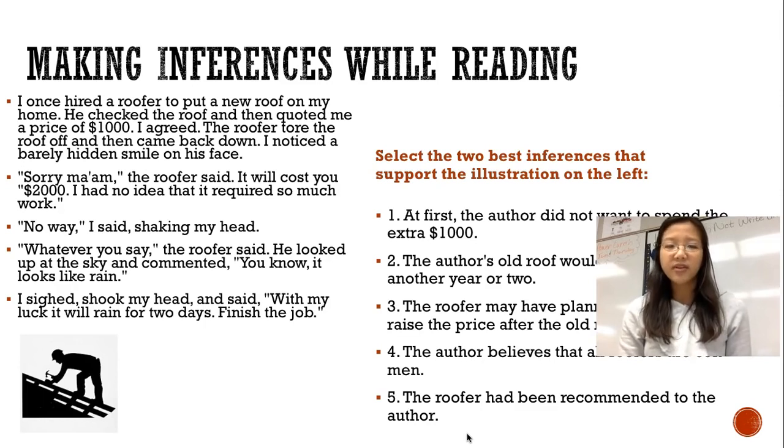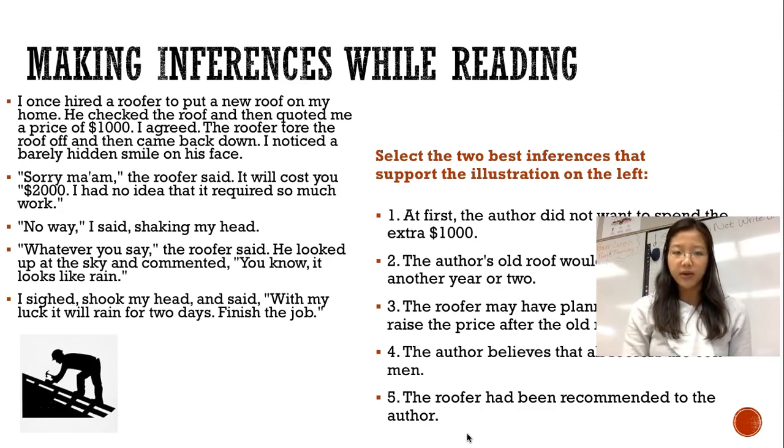Okay, so we have 5 different inferences. Number 1, at first, the author did not want to spend the extra $1,000. Number 2, the author's roof would have held up for another year or 2. Number 3, the roofer may have planned all along to raise the price after the old roof was torn off. Number 4, the author believes that all roofers are conmen. Number 5, the roofer had been recommended to the author. If you selected 1 and 3, you were correct. Now, number 1, it says, at first the author did not want to spend the extra $1,000.